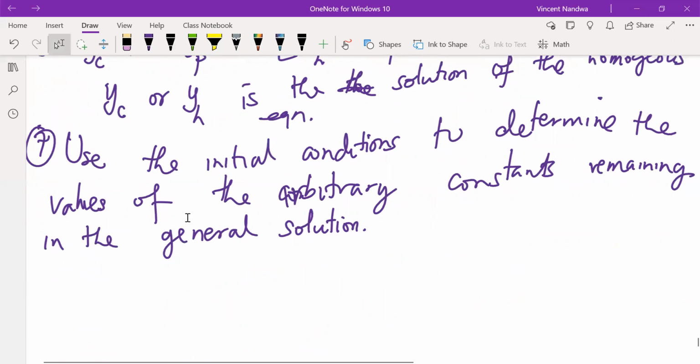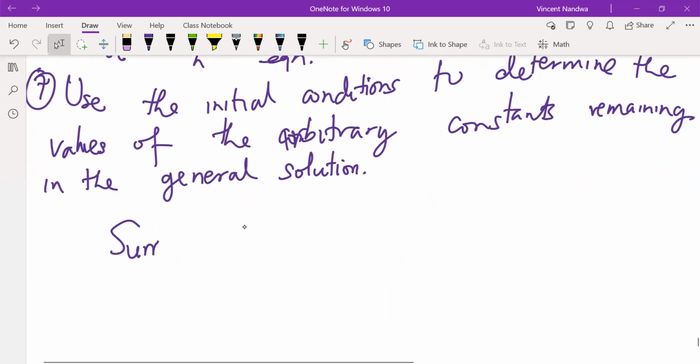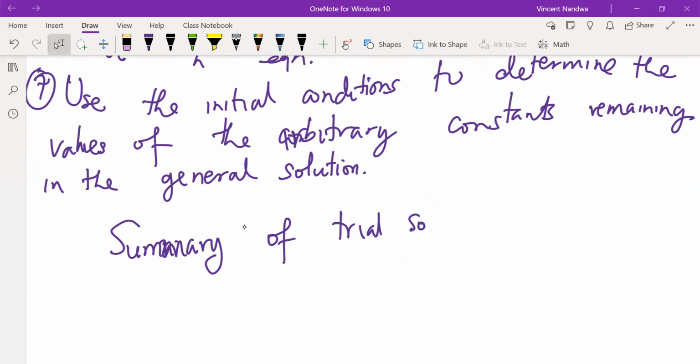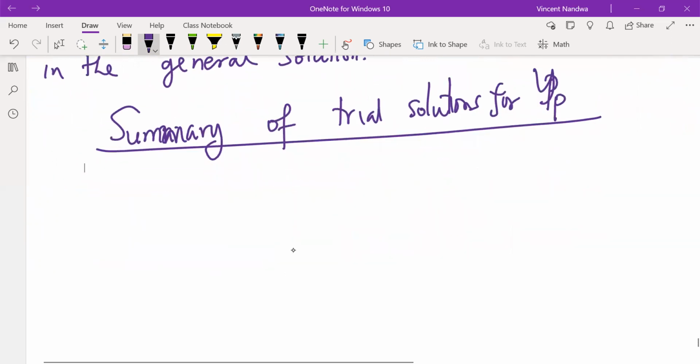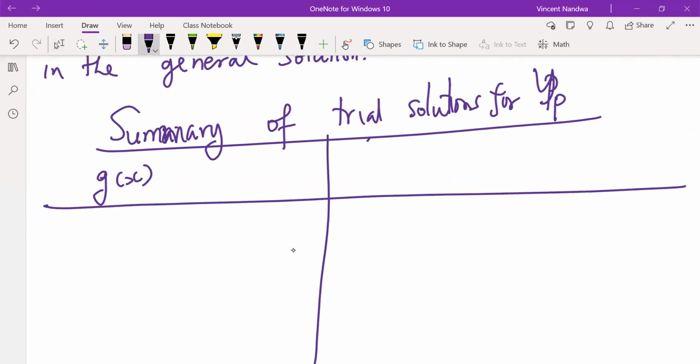So in summary, we can give a table of some values of the nature of g of x and what should be picked as a trial particular solution. So, summary of trial solutions for yp. The nature of g of x will be in the left column, and then this will be the trial particular solution, yp of x.